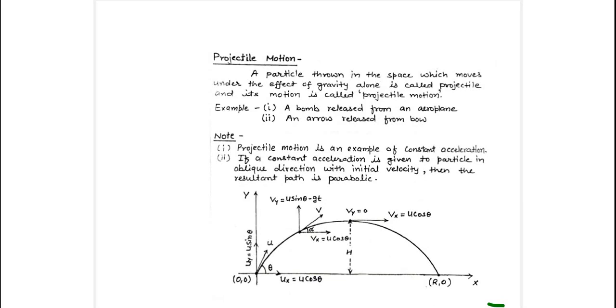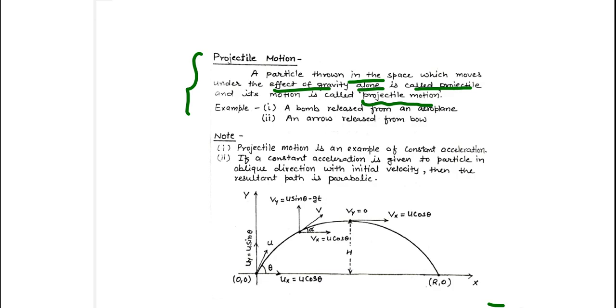Today we will learn about projectile motion. Projectile motion is when a particle is thrown in space and moves under the effect of gravity alone. So there is no other thing, only gravity acts. That is known as projectile motion.